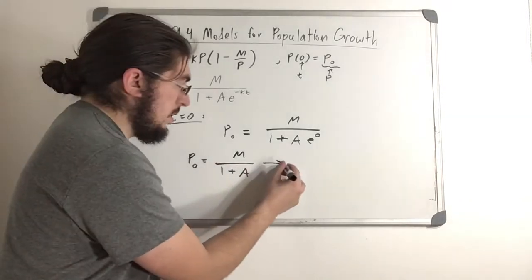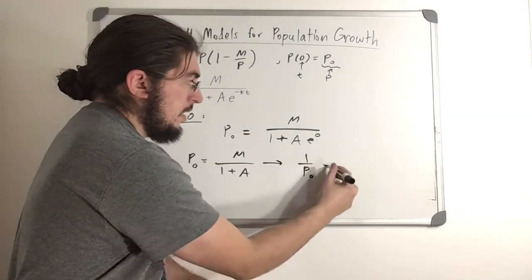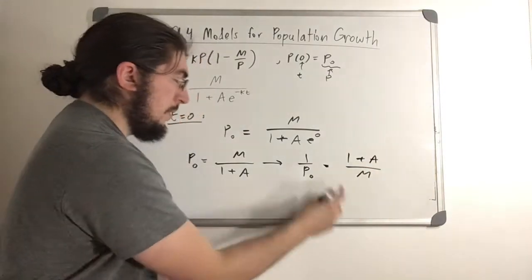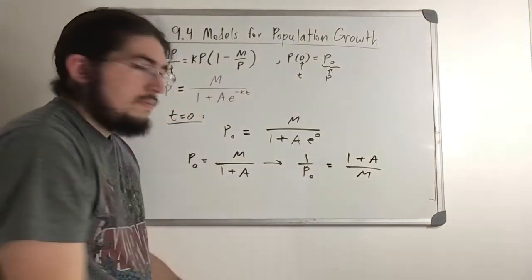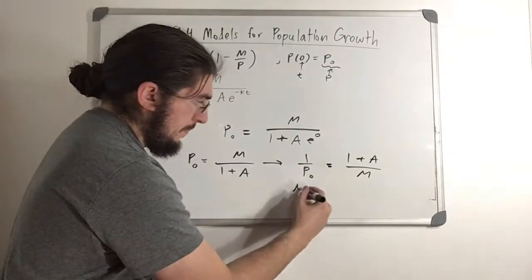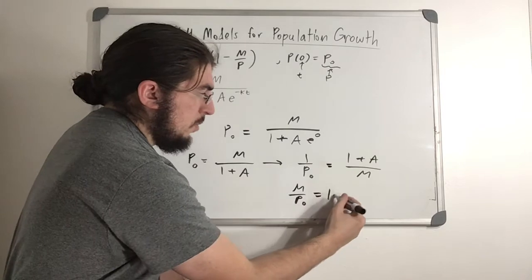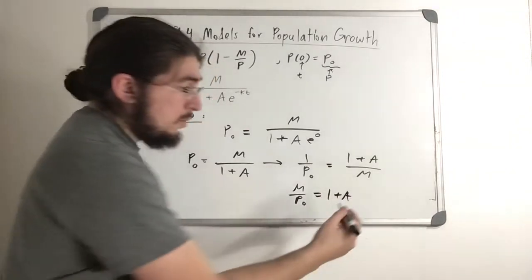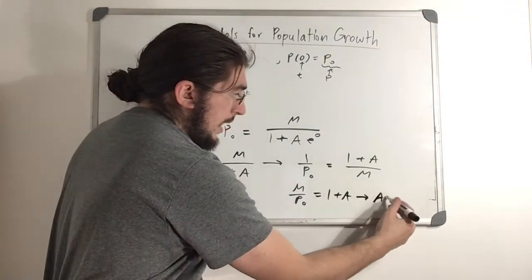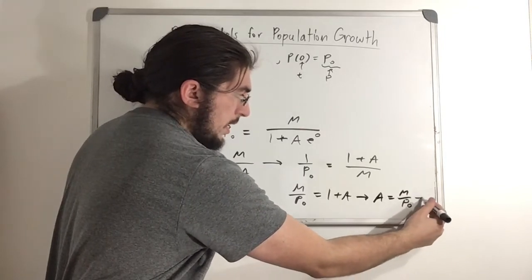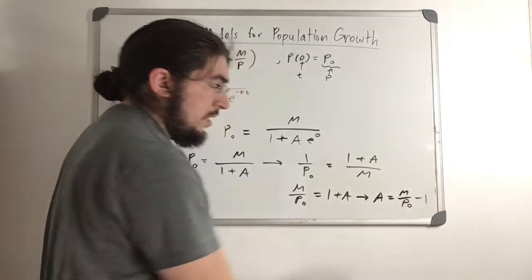Reciprocate both sides. We'll get 1 over P naught is equal to A plus 1 over M. Multiply by M. So M over P naught is equal to 1 plus A. Subtract 1 from both sides. So A is equal to M over P naught minus 1.